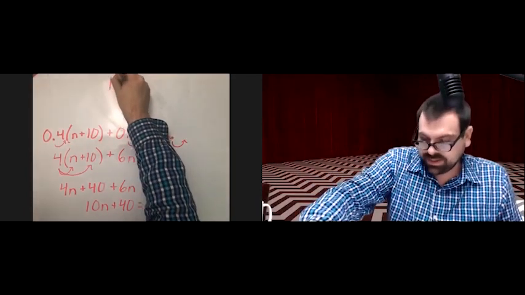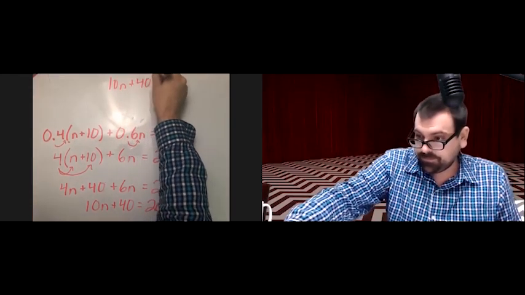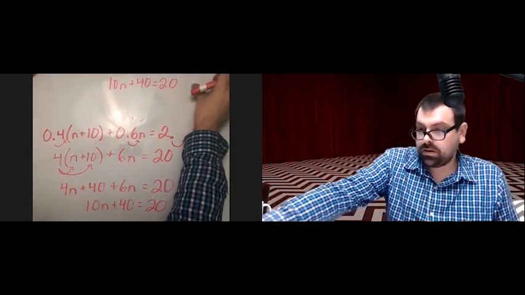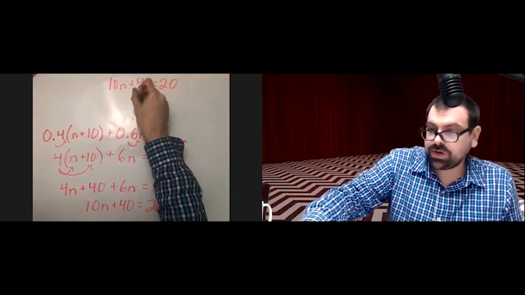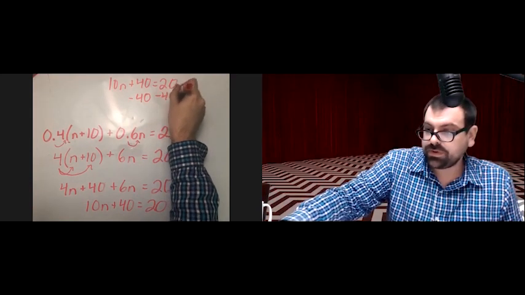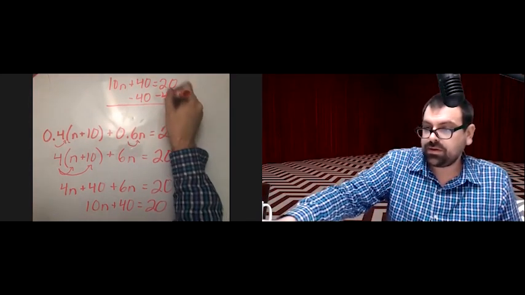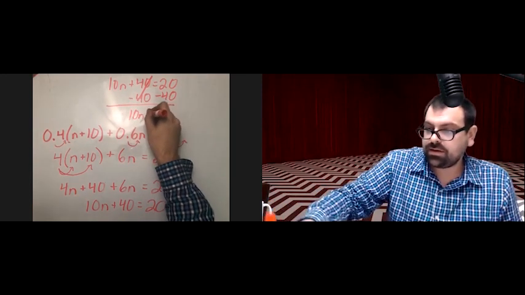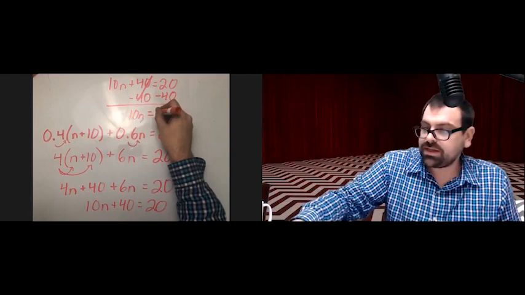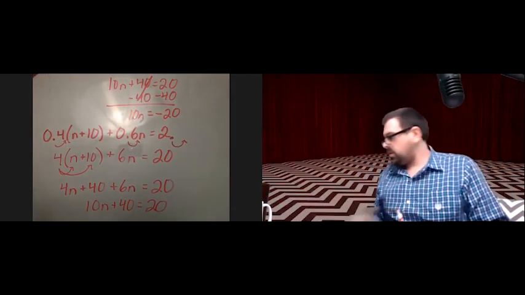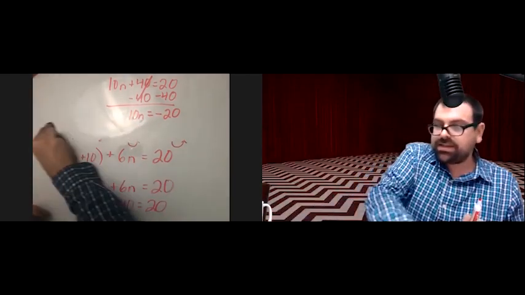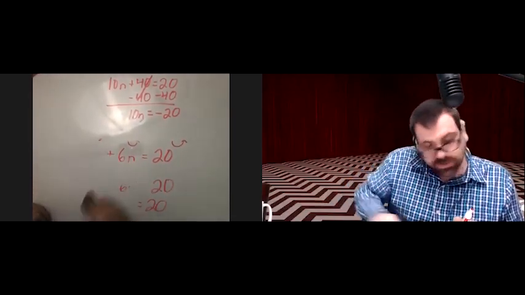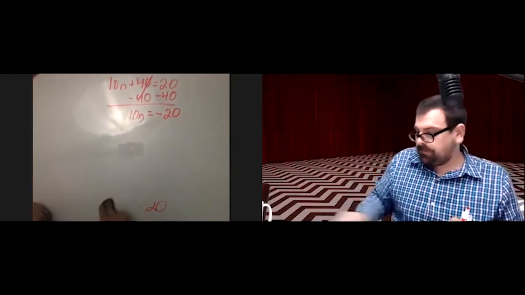From up here, that same step. Subtract 40 from both sides. 10n equals 20 minus 40, negative 20. Divide both sides by 10, and we get our answer, negative 2.